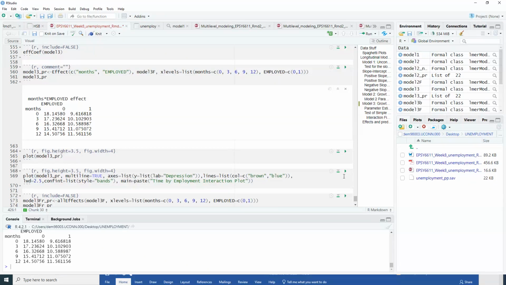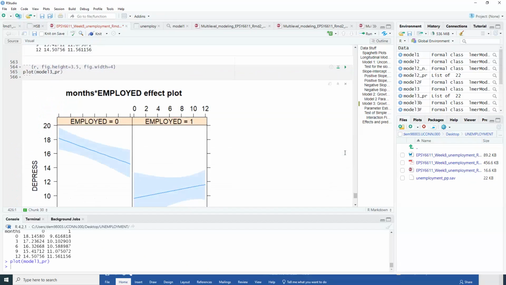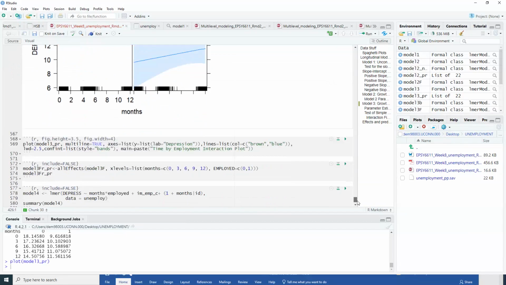And it's actually really easy to plot this. Let me show you. The easiest way to plot it is just to say plot. Once you get those predicted values, it'll give you side by side plots like that: the plot for unemployed, the plot for employed, and you can see confidence intervals. But now if I want to get a little fancier, I can.